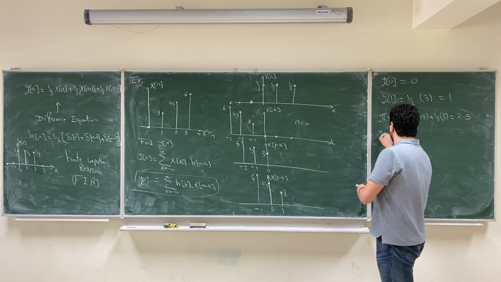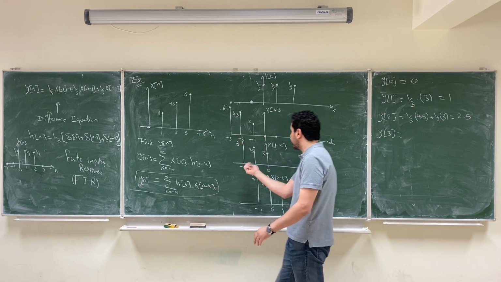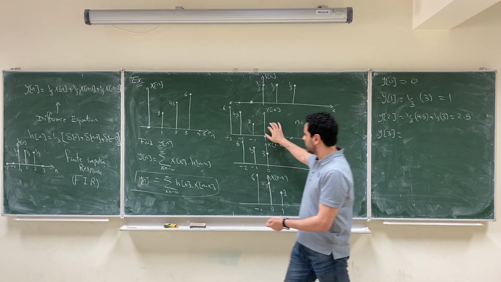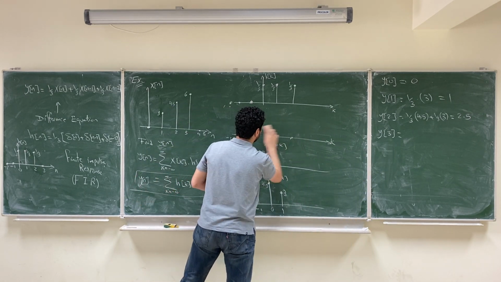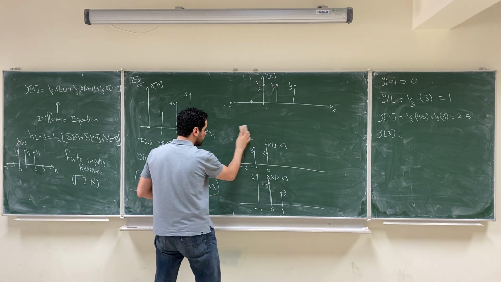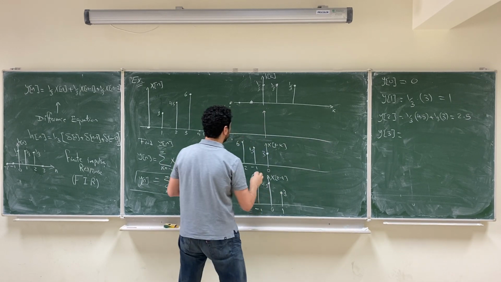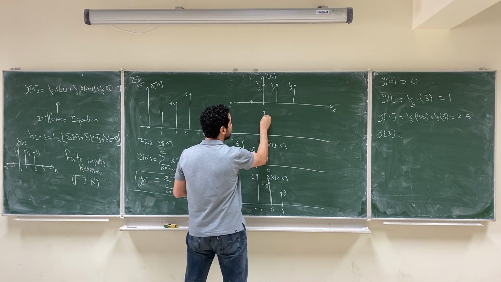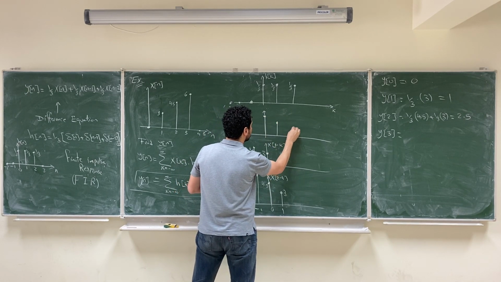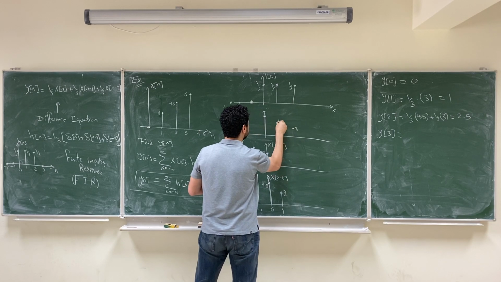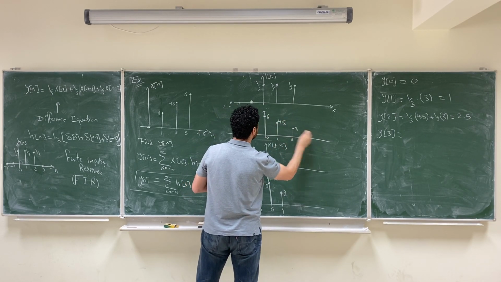Next, in order to calculate y of 3, you are going to shift x by 3. So what will you get? If you shift x by 3, you will get 6 here, 4.5 here, and 3 here, at 0, 1, 2, and then zeros.